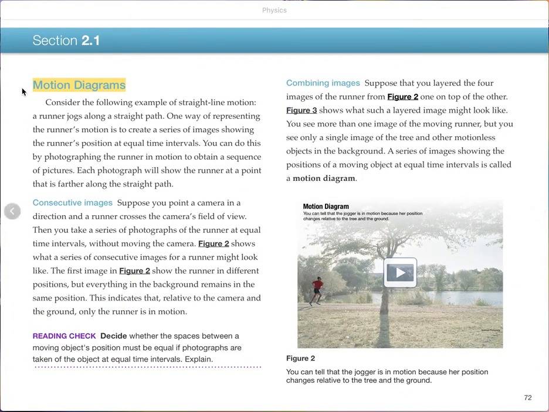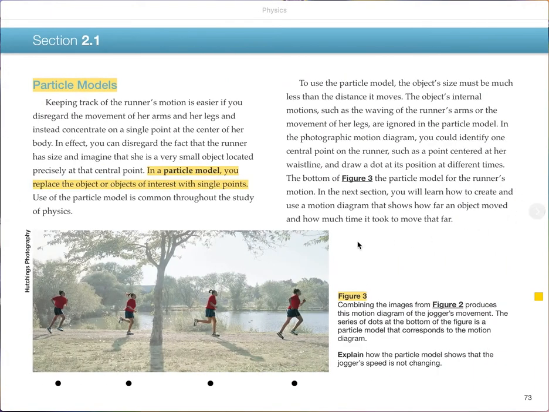The story begins with motion diagrams. Motion diagrams are essentially a series of consecutive pictures of motion. So for example, this is a motion diagram of a runner.